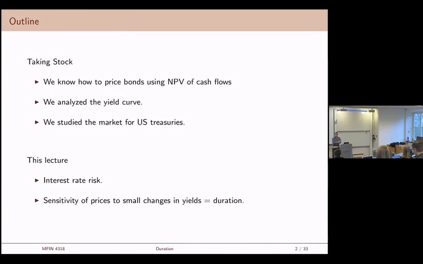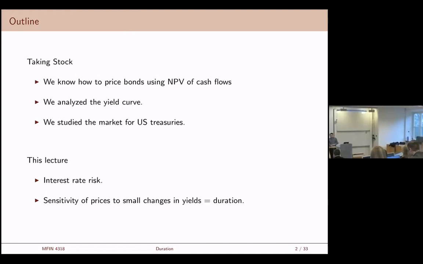We analyzed the yield curve, which is basically telling you how much investors discount cash flows at different maturities. Now we should know how to build it, or at least you should know that after doing the problem set. And in the last lecture, we studied the market for US Treasuries, and we said that there are reasons why we want to focus on this market, and we learned about some details of how the US Treasury market works.